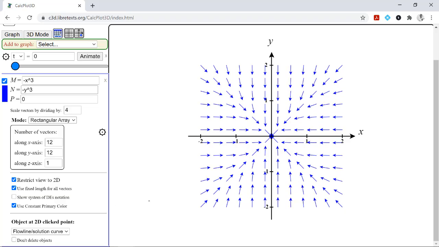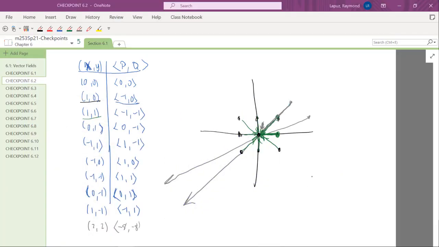Alright. Okay, so this is a way to use technology to view it, and a few other problems will ask us to do that as well.